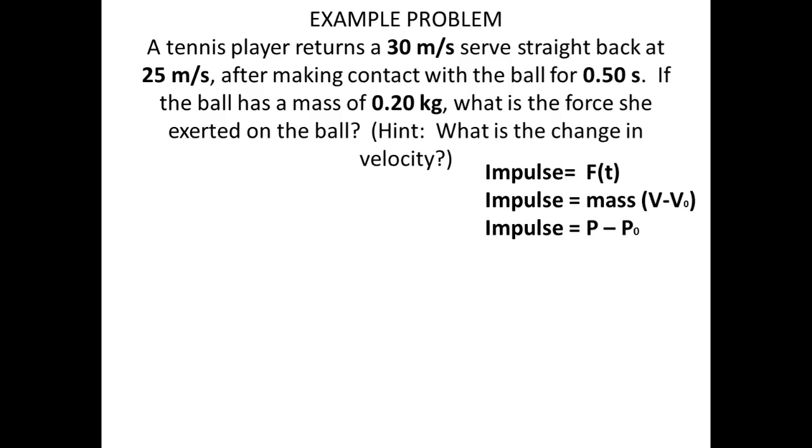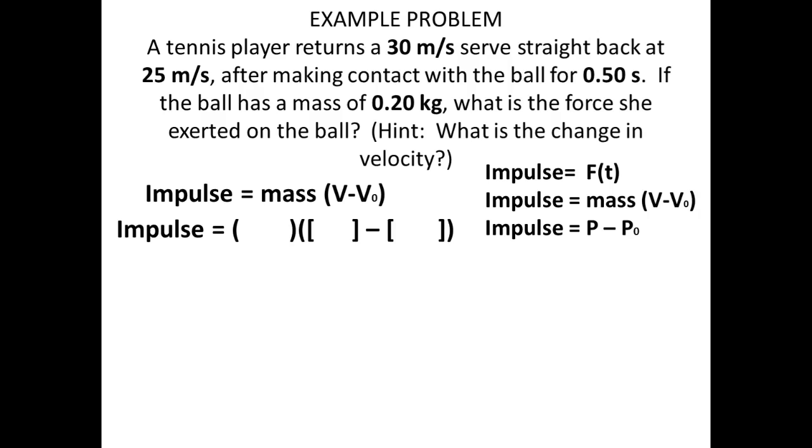So we're going to look at our formulas that we have. Impulse equals force times time. Well, I have time, but I don't have force. Impulse equals mass times change in velocity, so v minus v sub 0. Well, I have a final velocity, I have an initial velocity, and I have a mass. The last formula, p minus p sub 0, so final momentum minus initial momentum, won't work in this case. Once you decide on your formula, simply plug and chug.